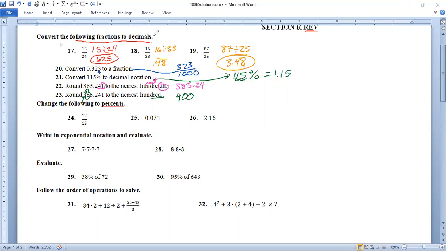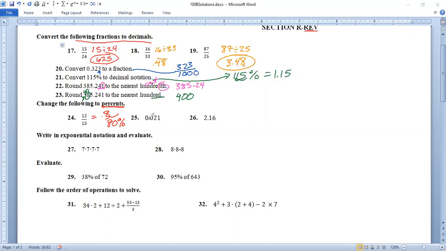Okay, the next ones. We're supposed to change that to a percent. Change to a percent. 12 divided by 15. Punch it in the calculator, and it's 0.8. That's what it is as a decimal. Now we move it 2 places, and we get 80%. Yeah, 12 out of 15 would be 80% on a test.